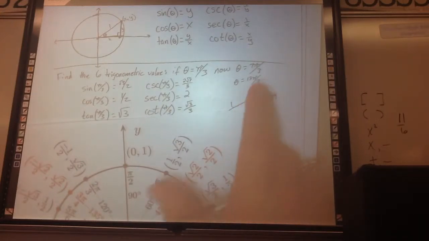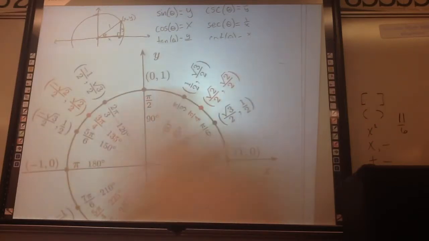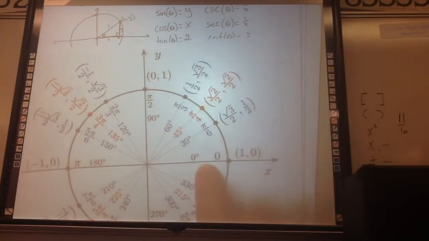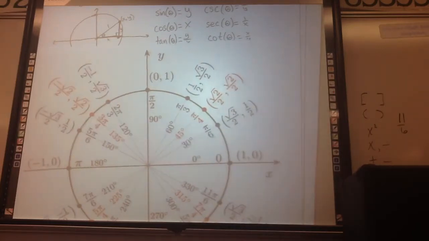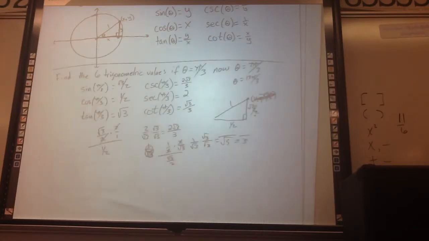13 pi over 3. 3 goes into 13 4 times with 1 left over, so 4 and 1/3, which is the same thing. I'm back in the same spot. You just add the 2 pi to go back to the beginning.